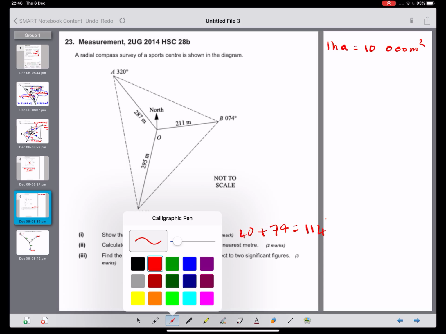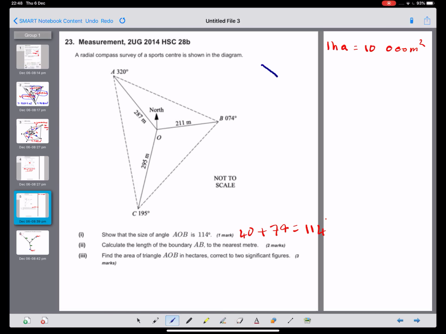Let's use a different colour. Let's go for dark blue. Okay, so let's redraw this triangle here. So this is this triangle here. Okay, so we know that 4 degrees. We know that the length here is 211 meters, and we know that the length here is 287. Okay, let's keep this as A, keep this as B, and make that C.